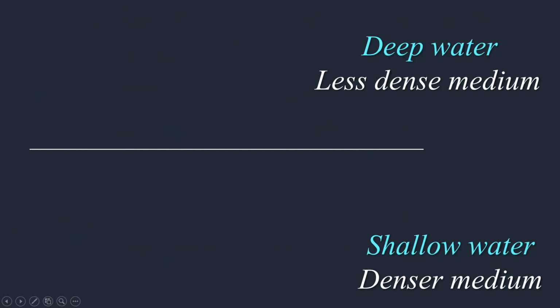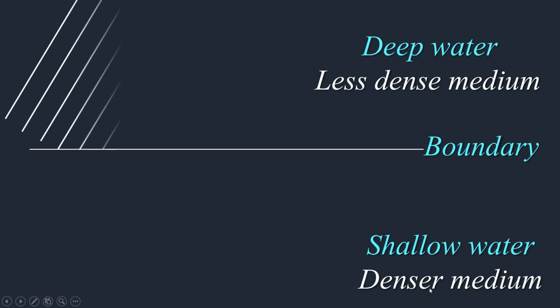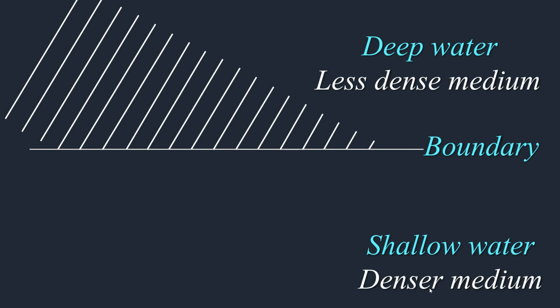Very good. Okay, now let's consider our diagrams. So here I have a boundary between deep water, the upper region, and shallow water, this way. Now we said deep water is the less dense medium and shallow water is the denser medium. Those are plane wavefronts incident onto the boundary between deep water and shallow water. What will happen? How will they be refracted? I think I better just stop here so that you can finish. It's very easy.